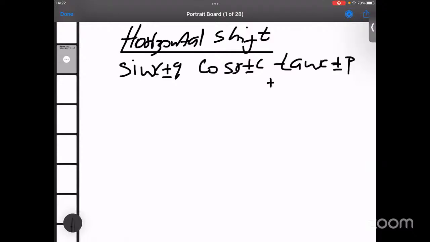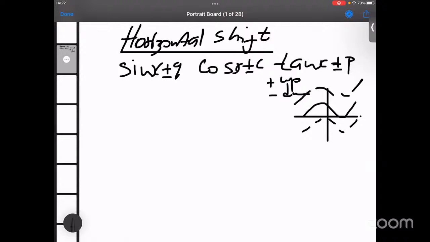A plus would mean a shift upward, and a minus would mean a shift downwards. So on the Cartesian plane, the function will be shifting downwards or upwards. That's how the vertical shift works.